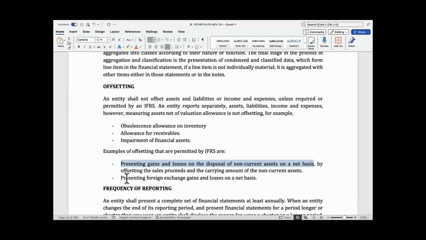Another one is when you are presenting foreign exchange gains or losses on a net basis. That one too is offsetting, but those ones are permitted. You are allowed to make those types of offsetting: gains or losses on non-current assets, and foreign exchange gains and losses.